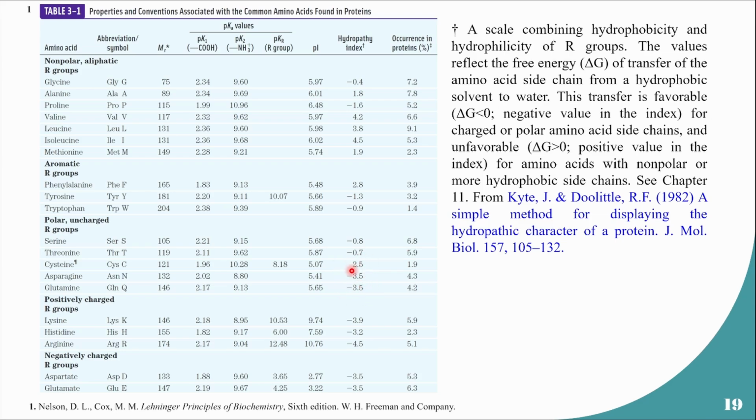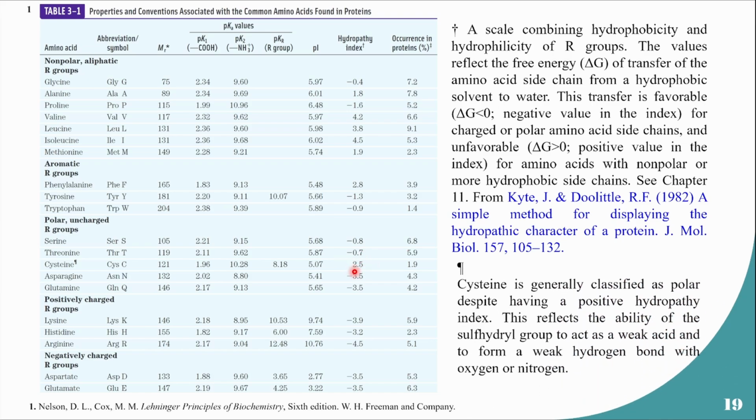And even though cysteine has a positive hydropathy index here, it is generally considered a polar amino acid, because the sulfhydryl or SH group can act as a weak acid and can form weak hydrogen bonds with oxygen or nitrogen. That is why, despite having a positive value of plus 2.5 for the hydropathy index, it is also categorized under the polar R groups.